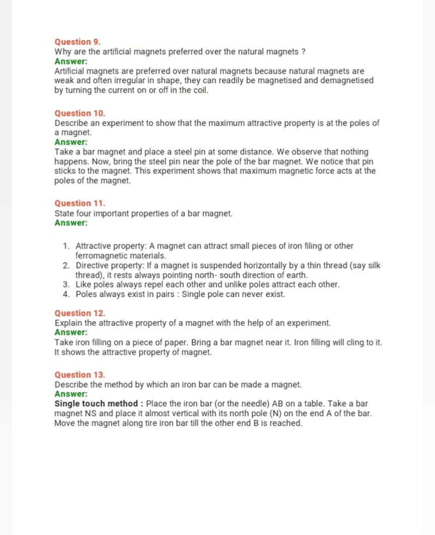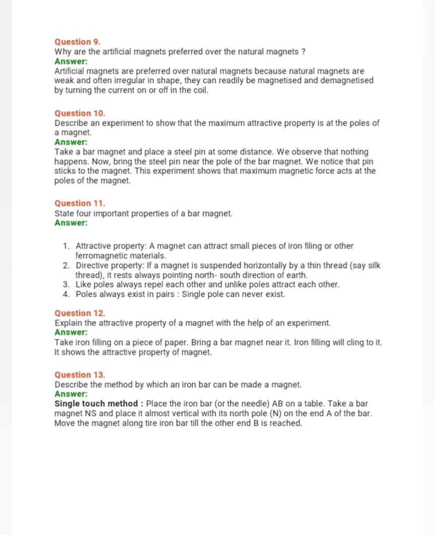Question 10. Describe an experiment to show that the maximum attractive property is at the poles of a magnet. Answer. Take a bar magnet and place a steel pin at some distance. We observe that nothing happens. Now, bring the steel pin near the pole of the bar magnet. We notice that the pin sticks to the magnet. This experiment shows that maximum magnetic force acts at the poles of the magnet.